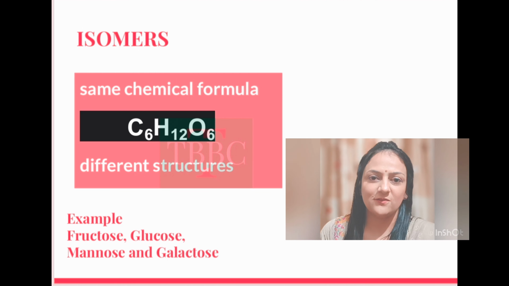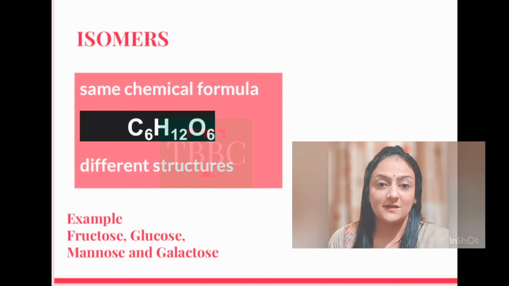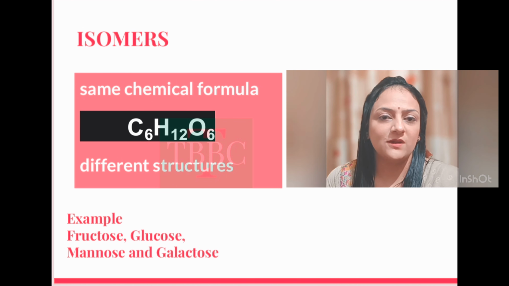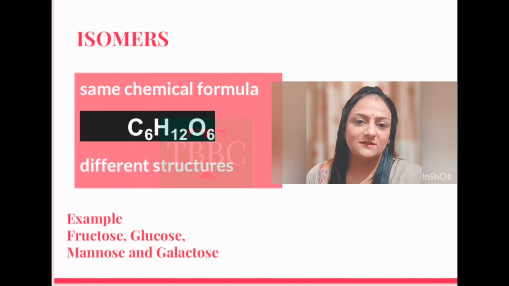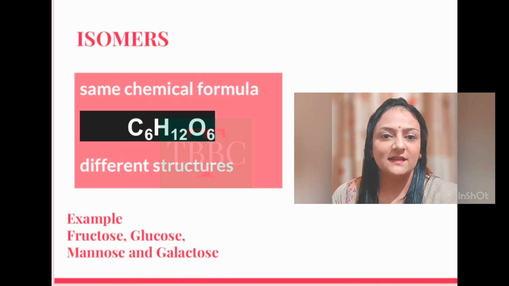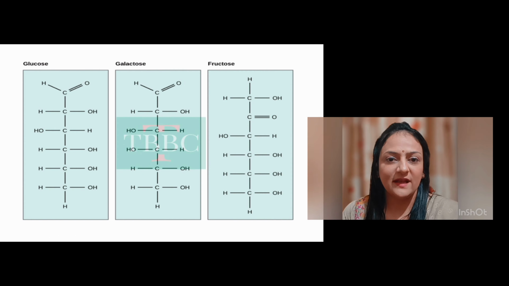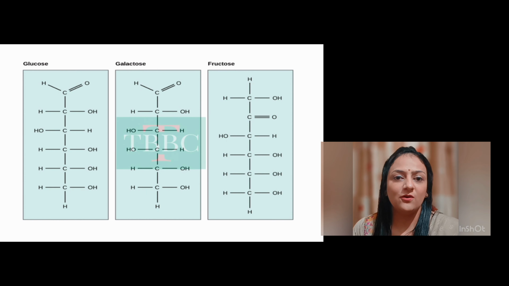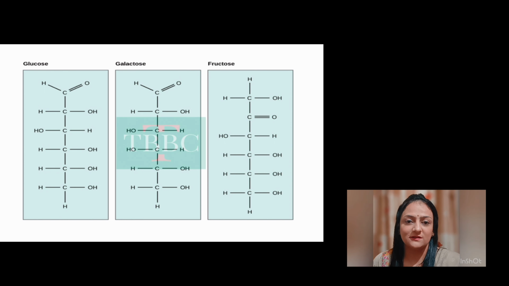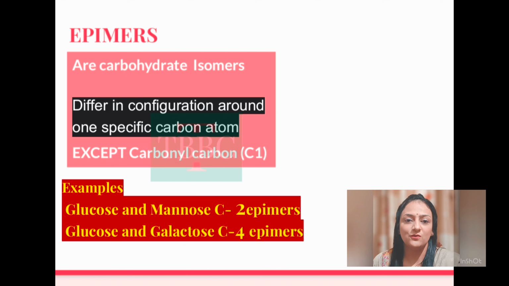The topic is taken from Carbohydrate Chemistry. Isomers are those compounds which have the same chemical formula but differ in their structures. Examples of isomers are glucose, galactose, fructose and mannose. They all are isomers of each other. They all are hexoses. They have the same chemical formula, that is C6H12O6.